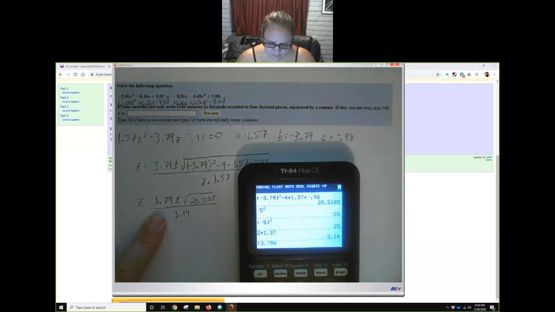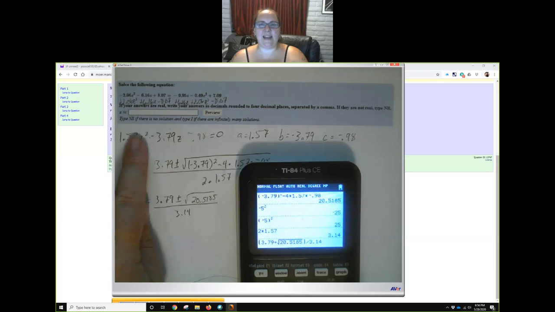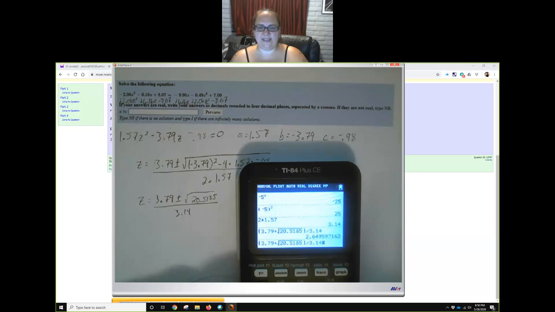3.79 plus the square root of 20.5185 divided by 3.14. What I was saying was the exact answer for this, the way that it's written down, is not the exact answer, because you can't have decimals inside of fractions. So we would technically need to multiply everything to get rid of those decimals, and that would just be annoying. Fortunately, they did not ask for exact answers here, which is good because I didn't want to have to figure that out. And then second enter and change this to a minus.